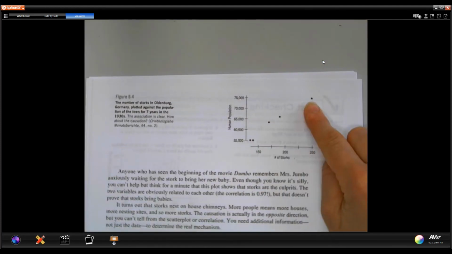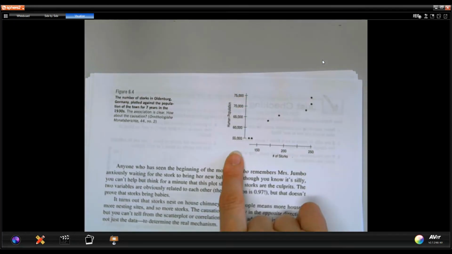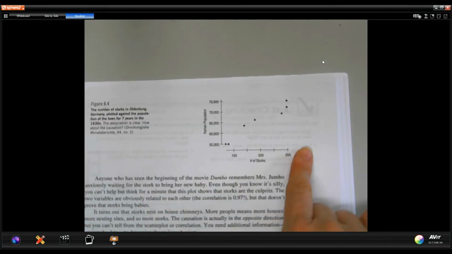All right, over here we have a scatter plot. So we look at this association, and this is the number of storks and the human population over a course of 7 years in the 1930s. So it's pretty clear that the more storks there are, the higher the population. This is kind of a joke, because of that whole idea of storks bringing babies. So if there are a lot of storks, they're bringing a lot of babies to the human population. That would be an assumption of causation.